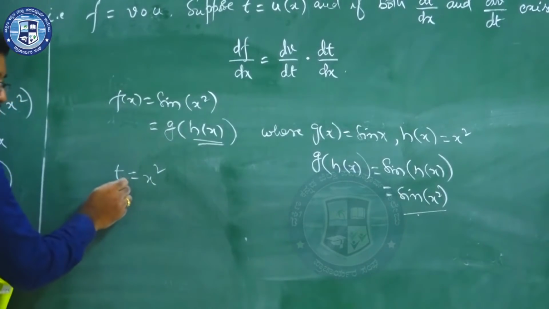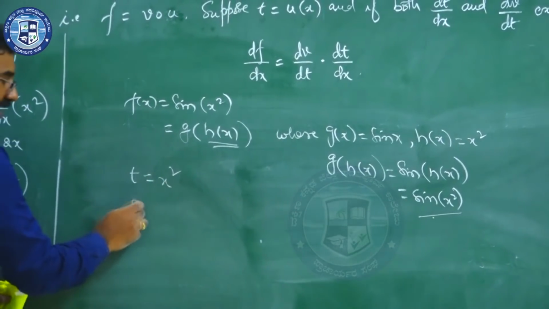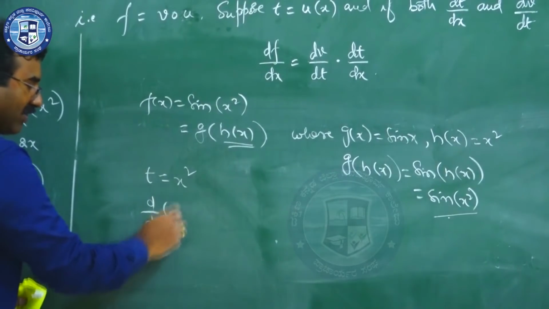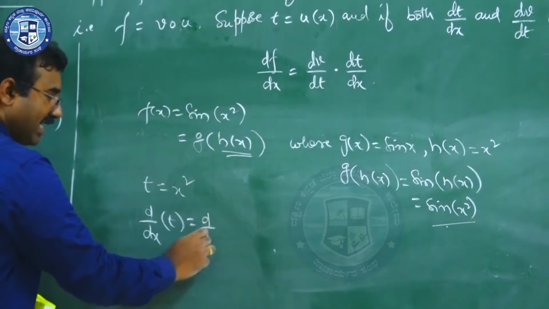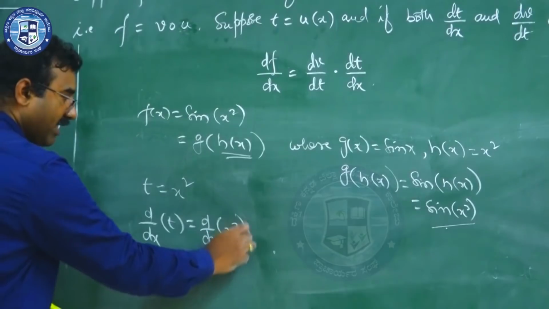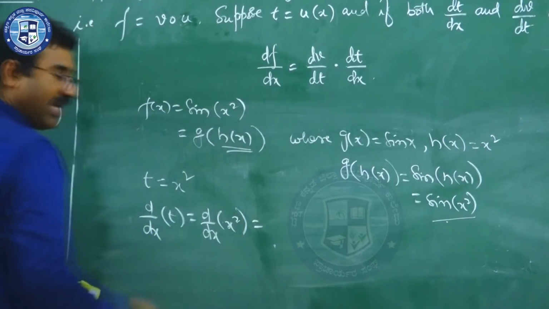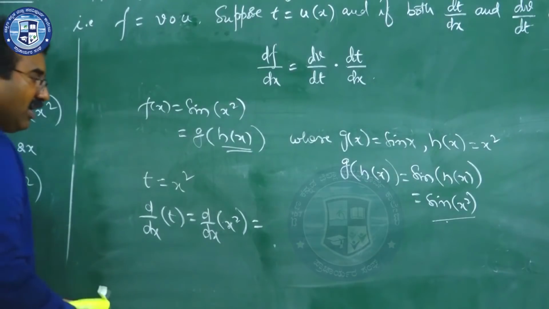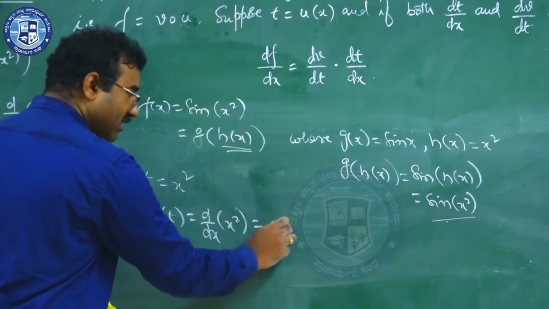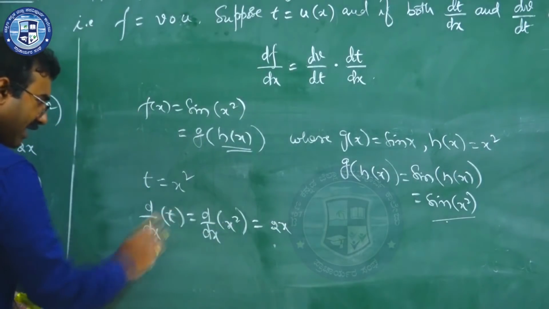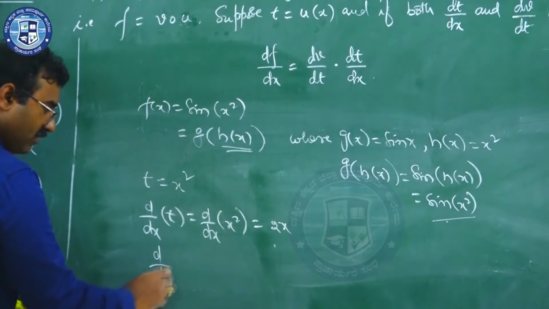Then you need to differentiate with respect to x only, compulsory. d by dx of t is equal to d by dx of x square. So what do you get here? d by dx of x power n, formula you know it, n into x power n minus 1. So 2x you get.